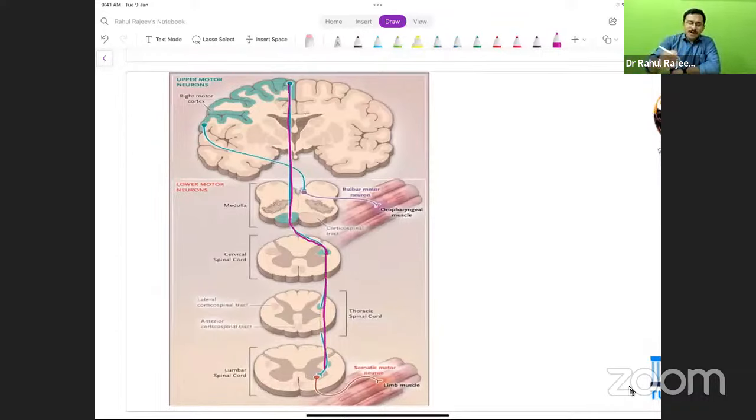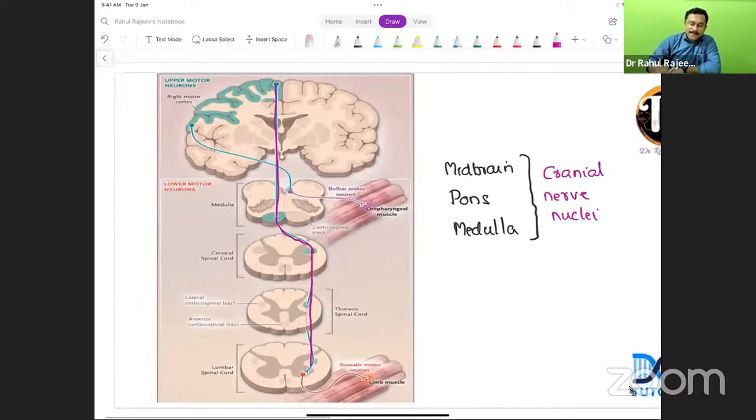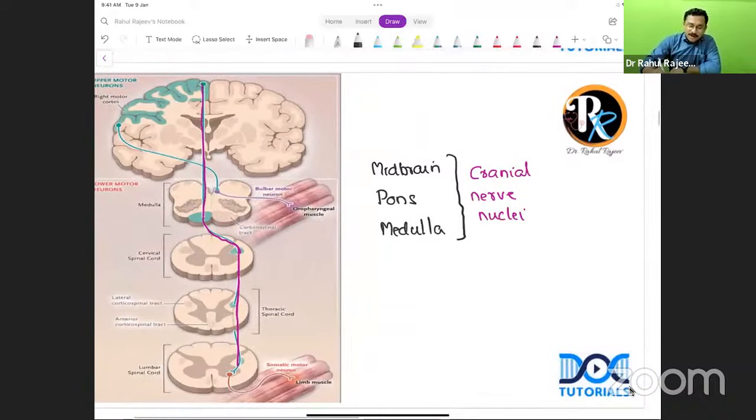But remember, you've got the brainstem, right? In the brainstem, which consists of midbrain, pons, and medulla, what is so unique about the brainstem structures? What makes it very special? It houses a lot of cranial nerve nuclei. For example, in the midbrain, you have cranial nerves 3 and 4. In the pons, you get 5, 6, 7, 8. And in the medulla, you get 9, 10.